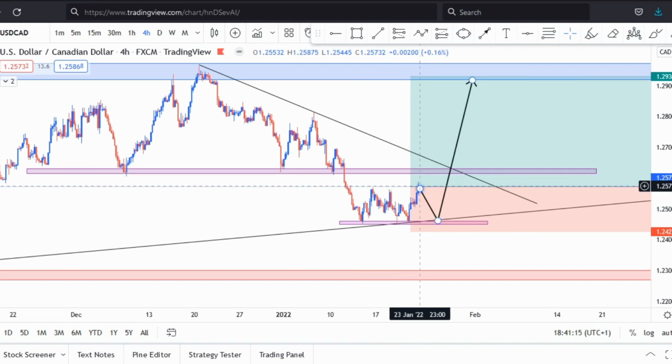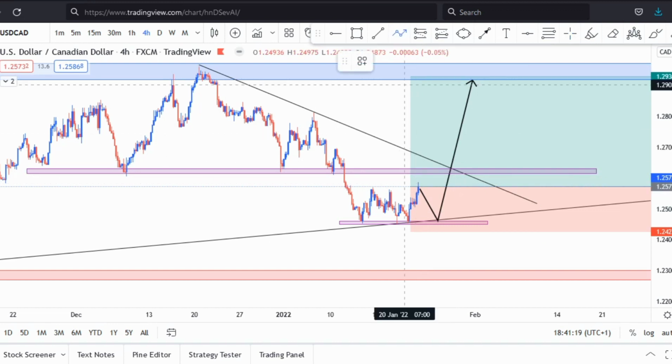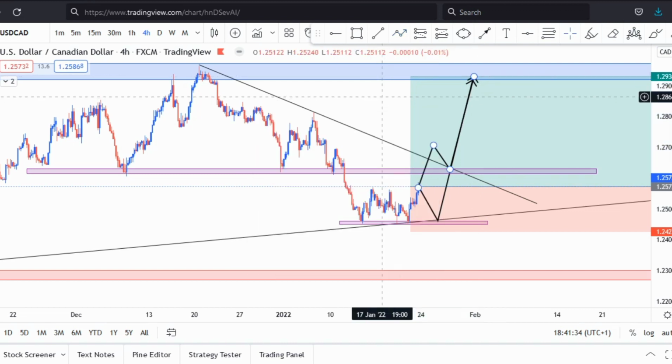Also, if price gets to this resistance level here, we'll see how price reacts. Price can easily break this level here, come back down to retest it again, as well as retest the trend line, and then continue to the top. Okay, so that is one thing that can happen as well.